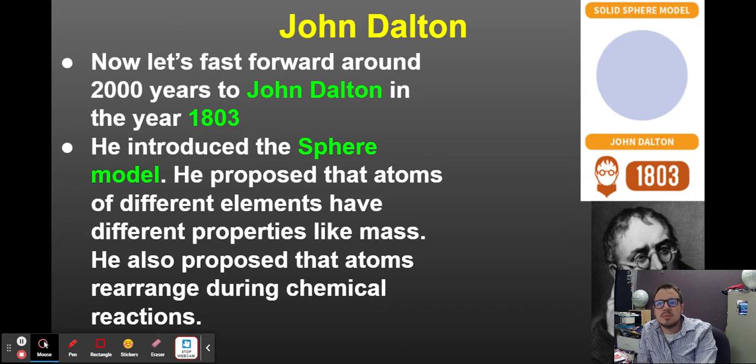Now, John Dalton, about 2,000 years later, in 1803, introduced the sphere model. So he proposed that atoms of different elements have different properties like mass. He also proposed that atoms rearrange during chemical reactions. This is kind of a big deal because he did this in 1803, and he was able to identify several different types of elements, different atoms, before the periodic table was even put together several decades later.